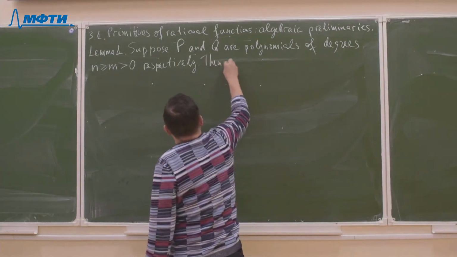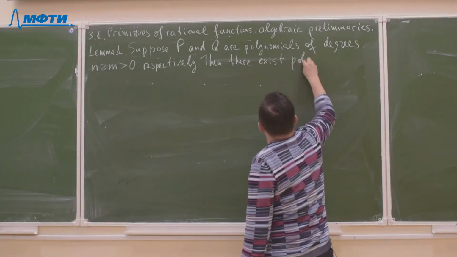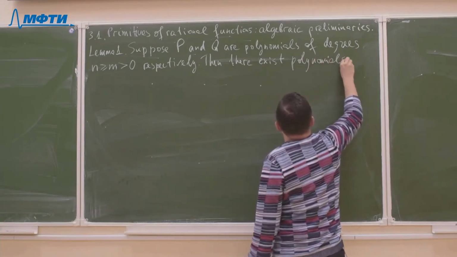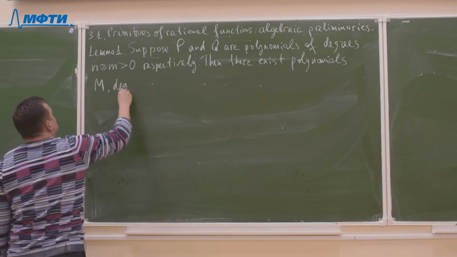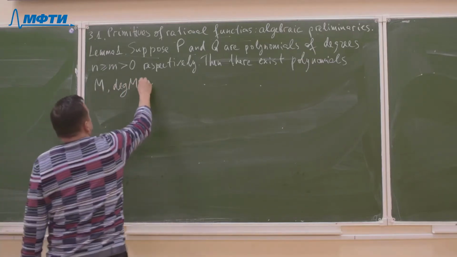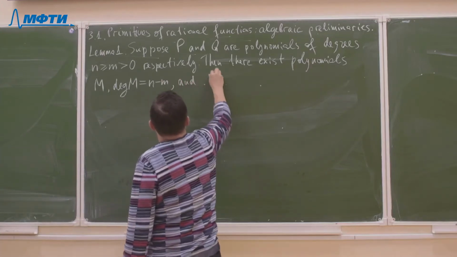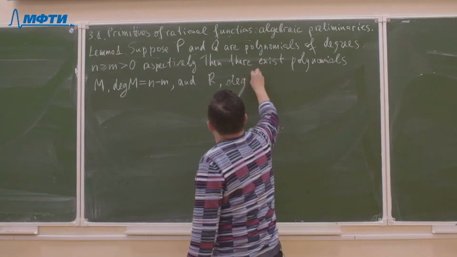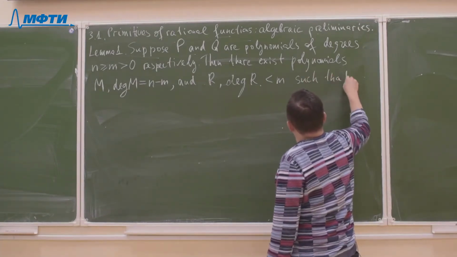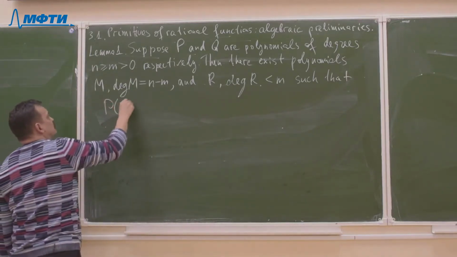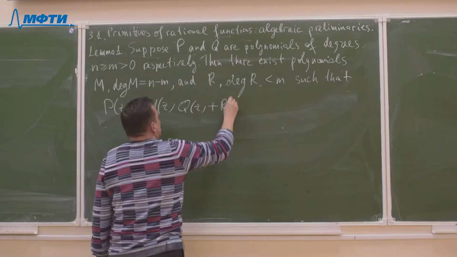Then there exist polynomials M of degree m equals to n minus m and R, degree of R less than m, such that P of z equals to M of z times Q of z plus R of z.